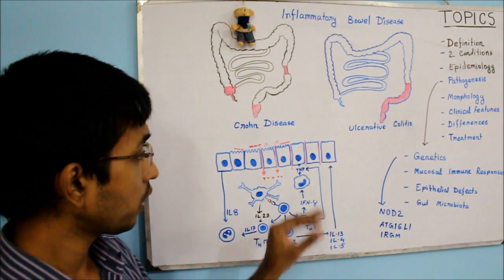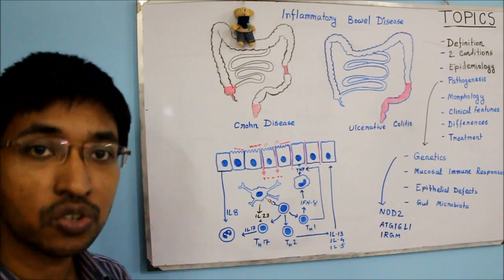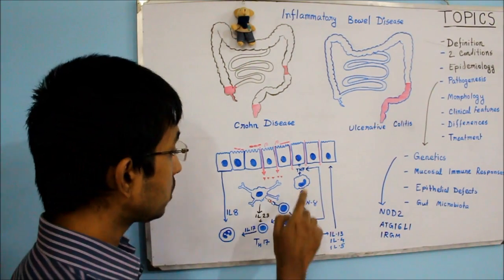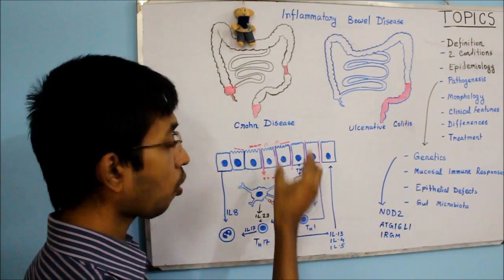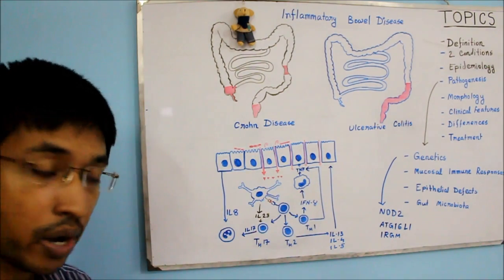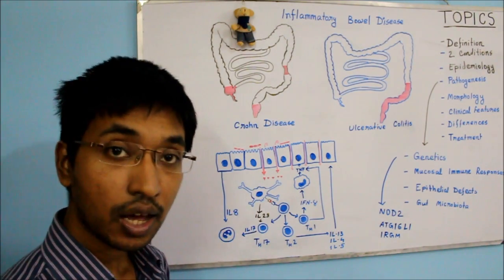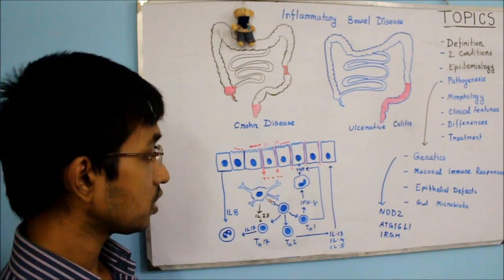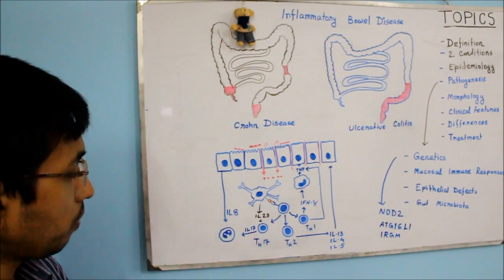And all these things will have a role on the epithelial cell that will increase the permeability of the tight junction in between the epithelial cells. Okay, so more and more bacterial products can now enter, and this cycle will repeat, and this will result in various types of inflammation. So that is one mechanism.